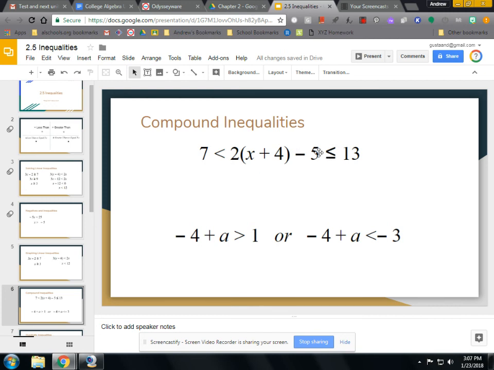This first one, you could almost do it as an and. It has to be greater than 7 and less than or equal to 13. This one has to be greater than 1 or less than negative 3.